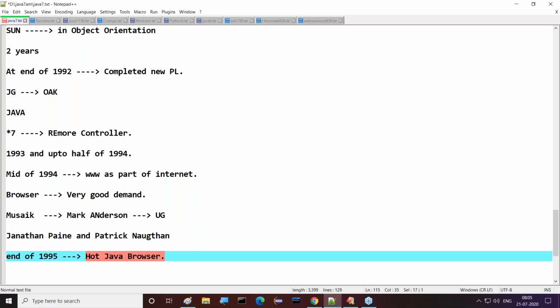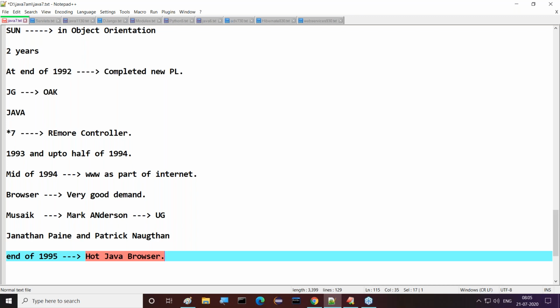This is a browser. 70% of the people outside mistakenly understood that Java was introduced in 1995. But Java was not introduced in 1995. At the end of 1995, the HotJava browser was introduced. Please recognize this point, what I'm telling you.